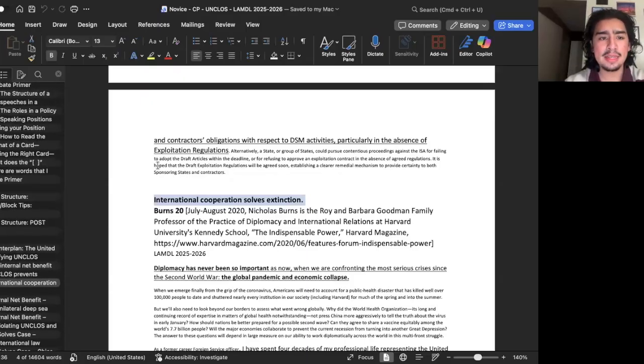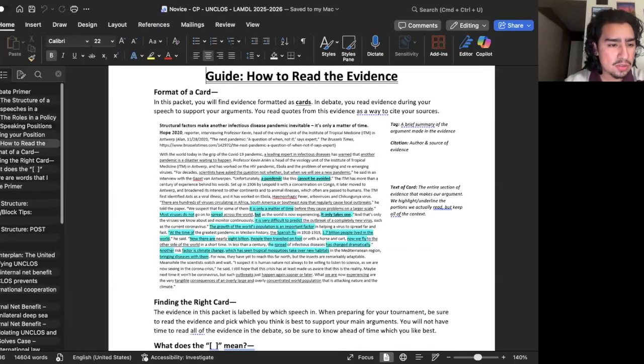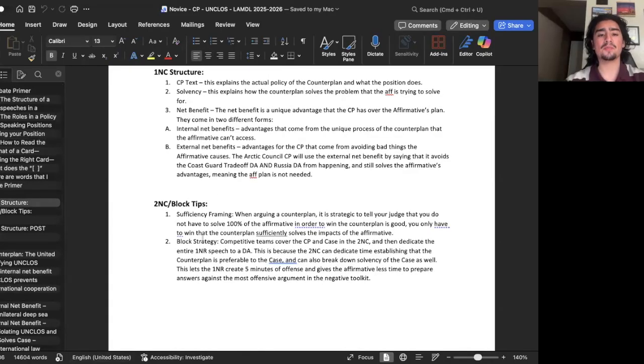Is there an external one? Let's look at external. So external net benefits are advantages for the counterplan that come from avoiding bad things the affirmative causes. So the Arctic Council counterplan will use the external net benefit by saying that it avoids these disads from happening and it still solves the affirmative's advantages, meaning the AFF plan is not needed. So this probably means that the UNCLOS counterplan is going to avoid the Chinese soft power disad.